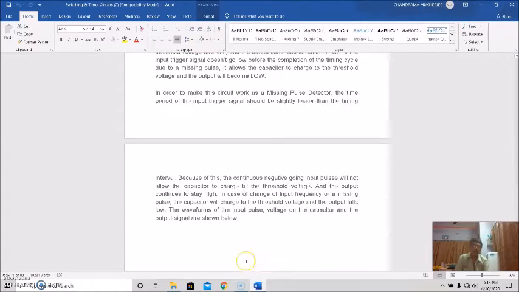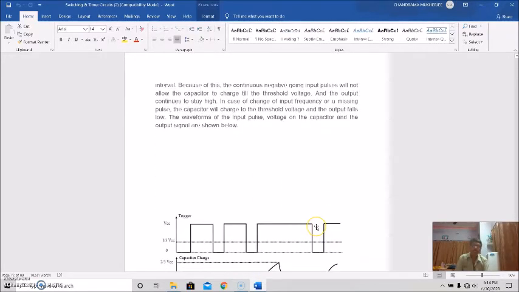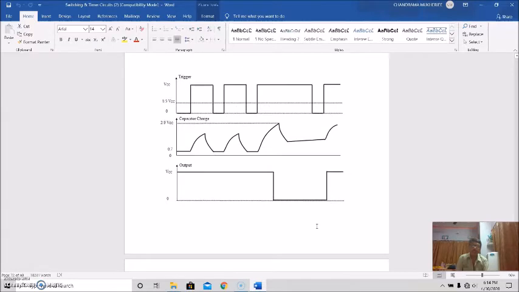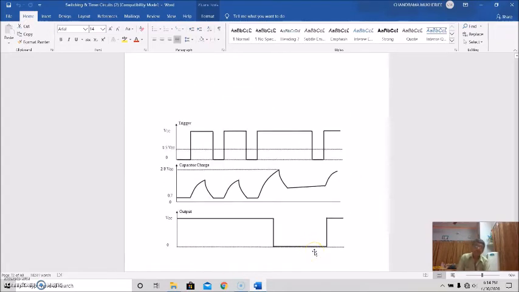And the waveforms of the input pulse, voltage on the capacitor, and the output signal are shown here like this. This is the trigger pulse train. This is the capacitor charging voltage from 0.7 volt to 2/3 VCC, and this is the output. Okay, so with this we can say we complete our discussion of the monostable multivibrator.